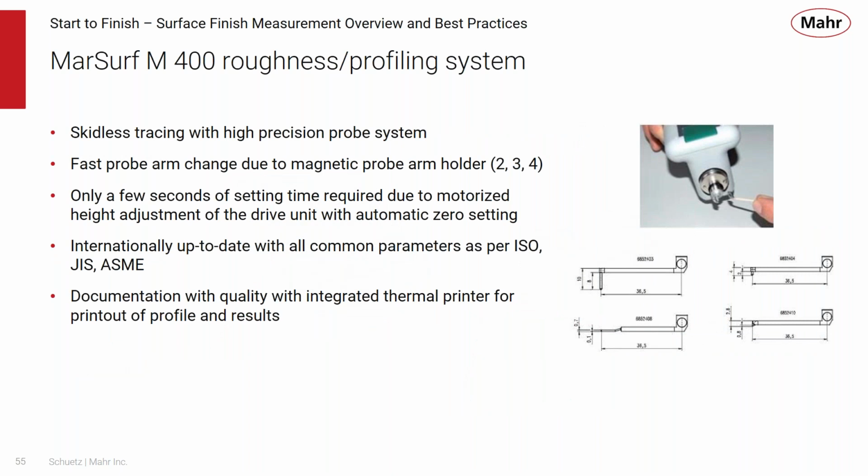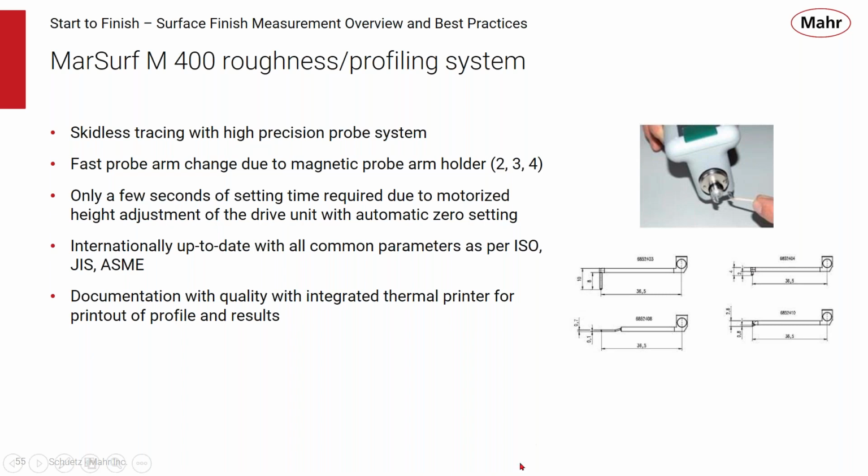So with a skidless tracing system with a very high precision probe, that offers a fast arm change due to the magnetic breakaway probe system, we can get our probe aligned very quickly. In fact, we don't have to align it. We just have to position it above the part, and then it'll take care of itself. It comes with all the international standards for measuring waviness and roughness and profile. And we can document this information through the integrated printer that's built into the system.